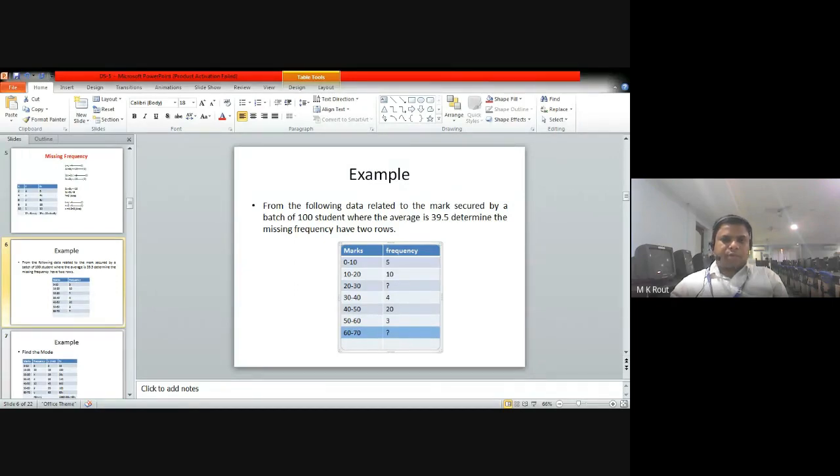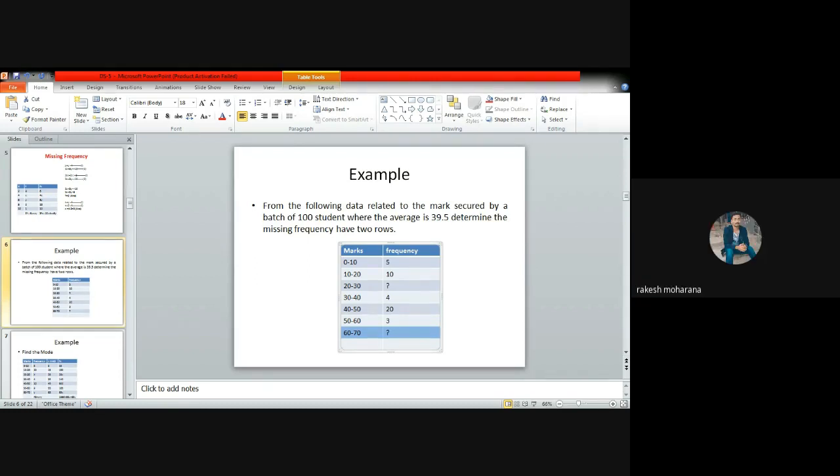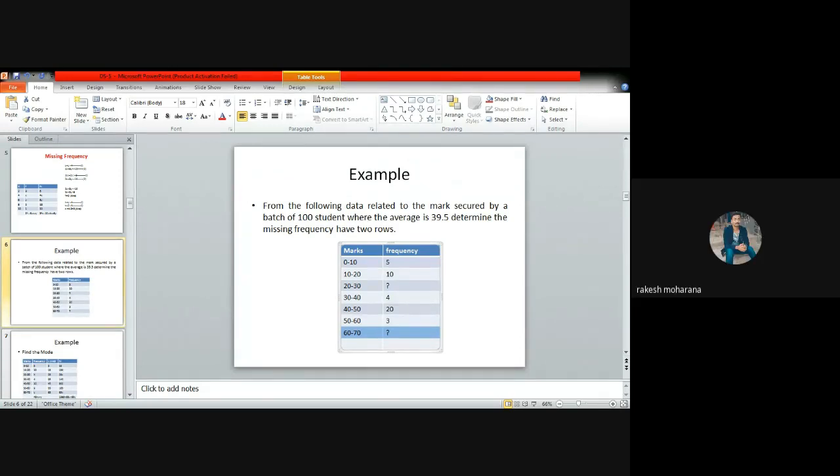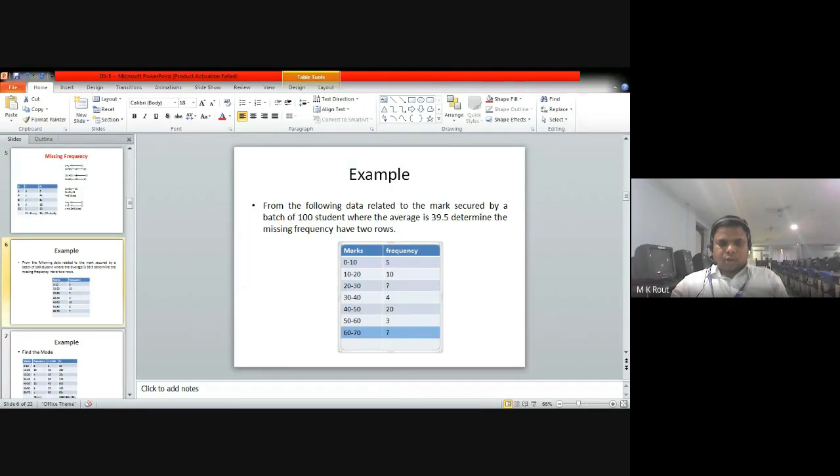So what is the value of summation of f from the table? 42 plus... Yes, Rakesh, proceed. Sir, 42 plus x plus y. Okay, 42 plus x plus y is the sum of frequency. Then calculate f into x.